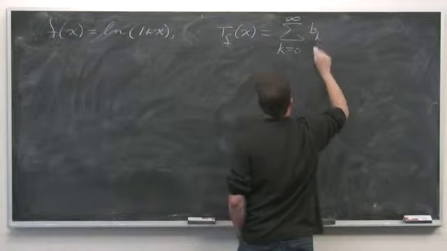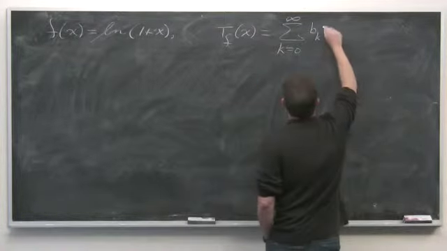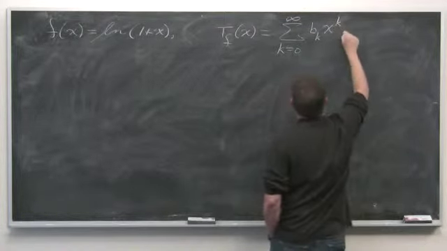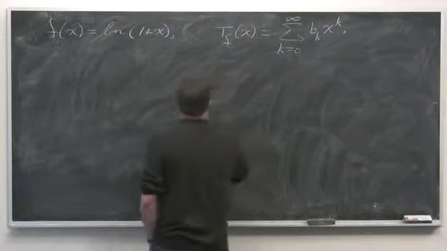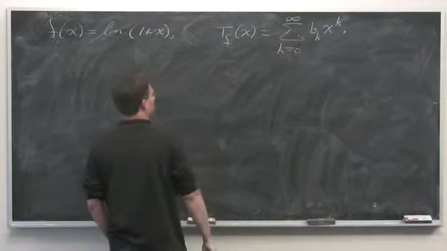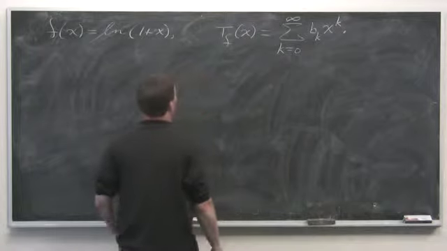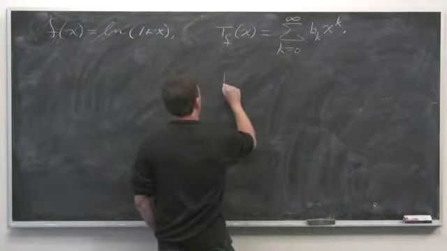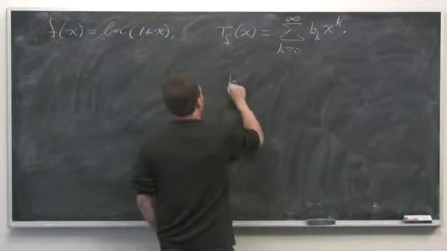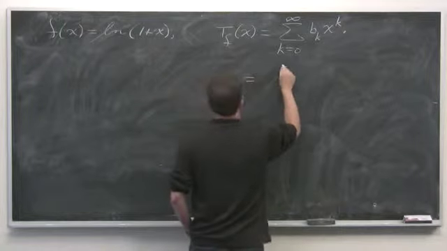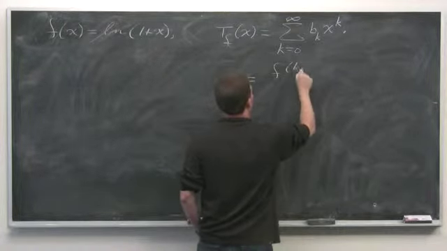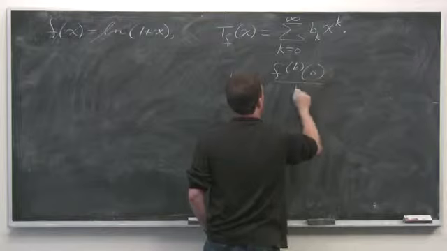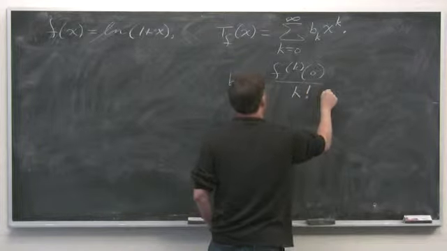I don't care whether you write b or c sub k, but it's the coefficient in front of the x to the k term, so a is 0 here because we're talking about Maclaurin series. B sub k is just the kth derivative of f evaluated at 0 divided by k factorial.